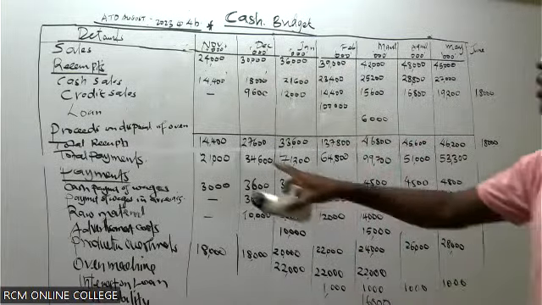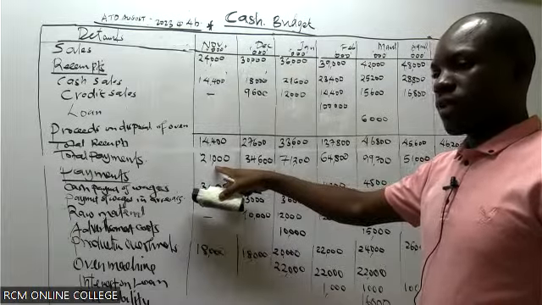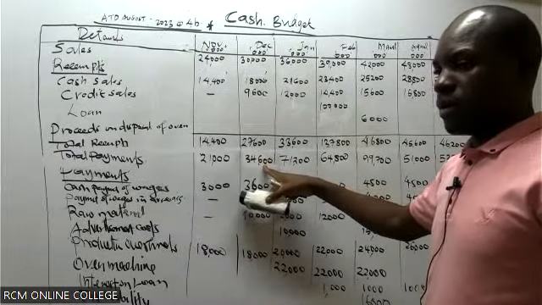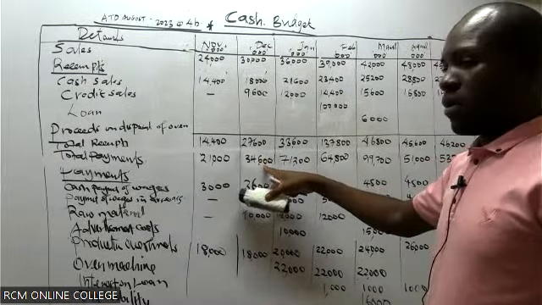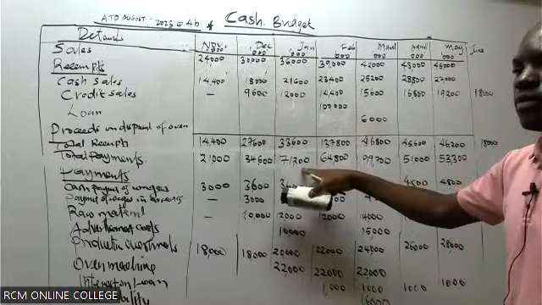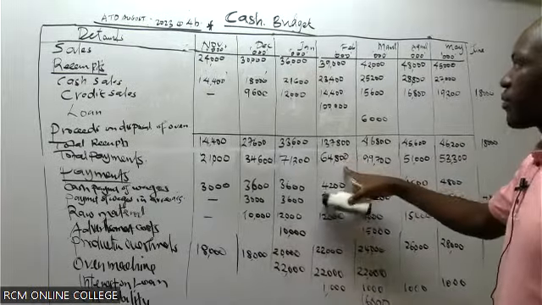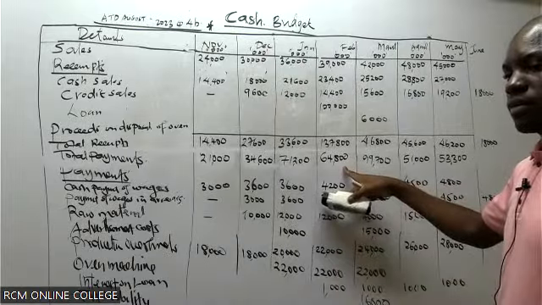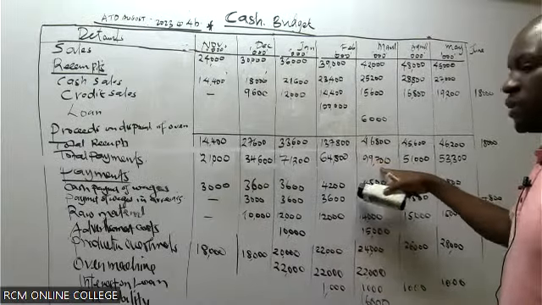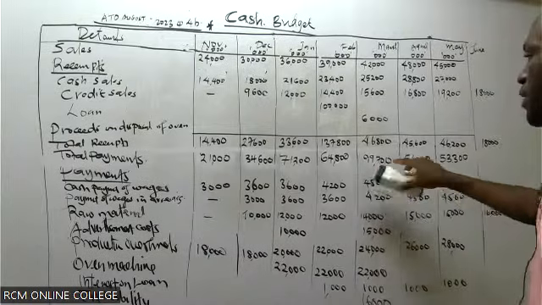Okay, please confirm to me. Is the figure for November correct? Is this figure for November correct? How about December? How about January? Is the figure for January correct? February? March? 100,700.